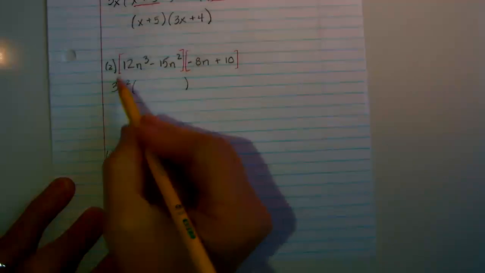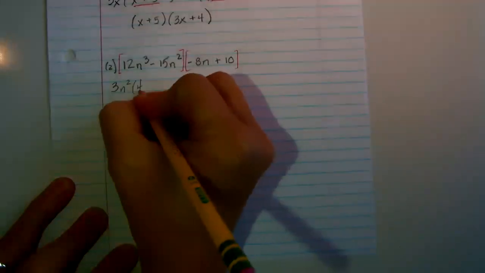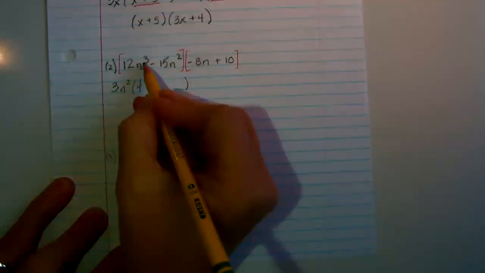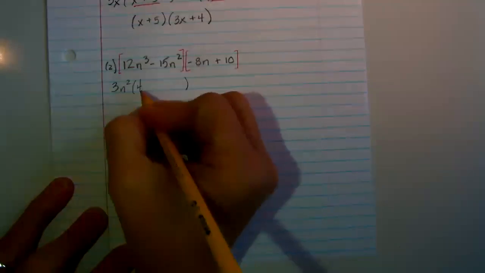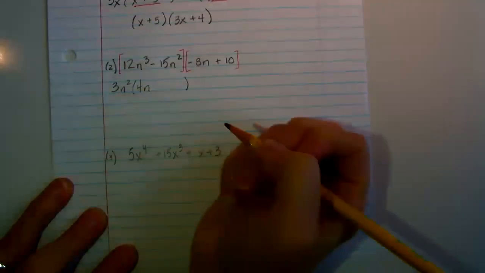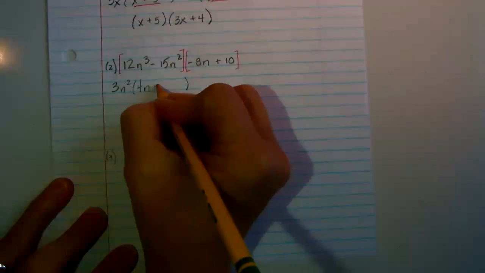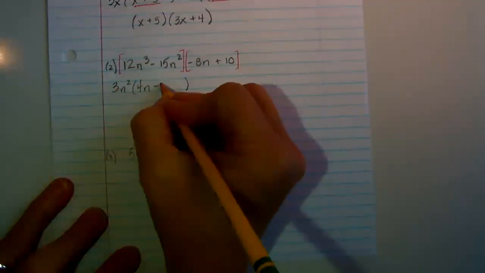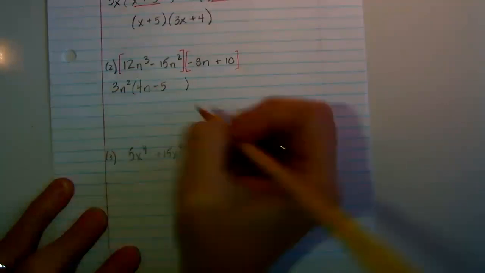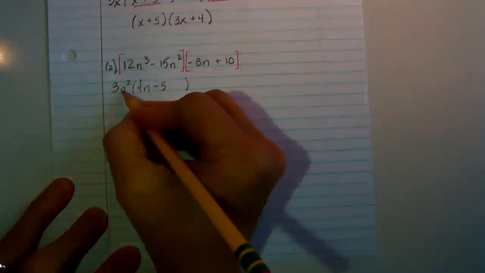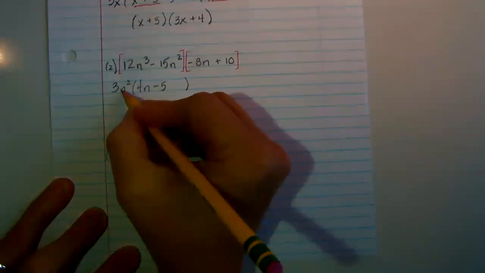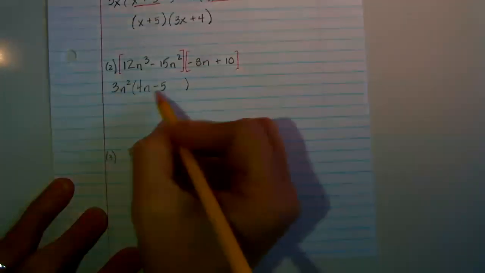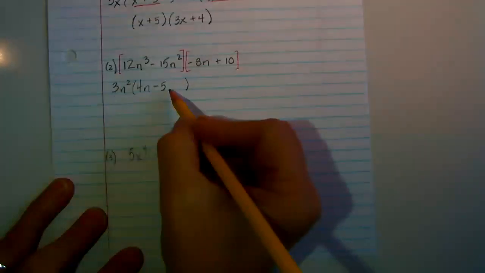So 12 divided by 3 is 4. If we have n to the 3rd divided by n squared, that would just leave me with n. And we have a minus sign there. 15 divided by 3 would be 5. N squared divided by n squared would cancel and just become 1. All right, so there's my first GCF part.